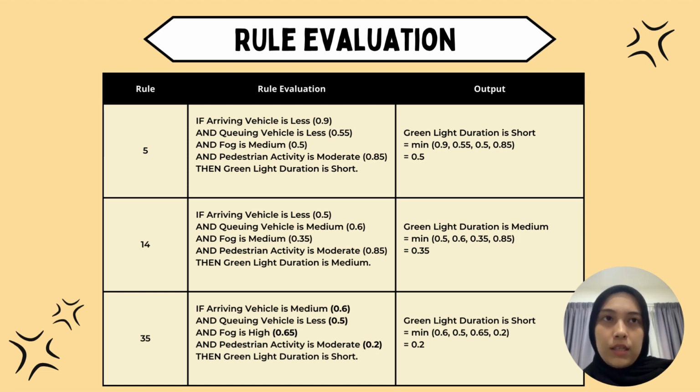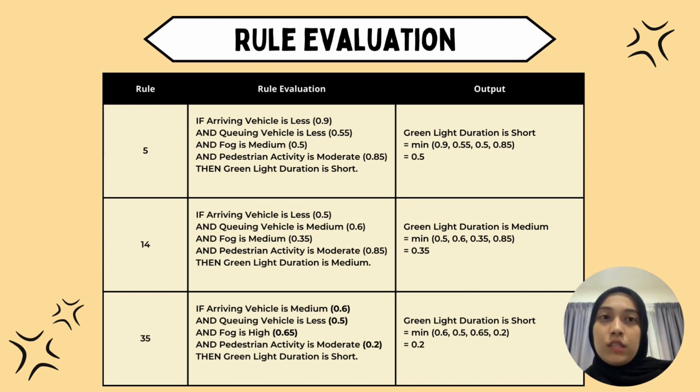For rule 40, if arriving vehicle is less 0.5 and queuing vehicle is medium 0.6 and fog is medium 0.35 and pedestrian activity is moderate 0.85, then green light duration is medium. So the output will give green light duration is medium, which is the minimum in brackets of 0.5, 0.6, 0.35, 0.85, which will give the output 0.35 for green light duration is medium.